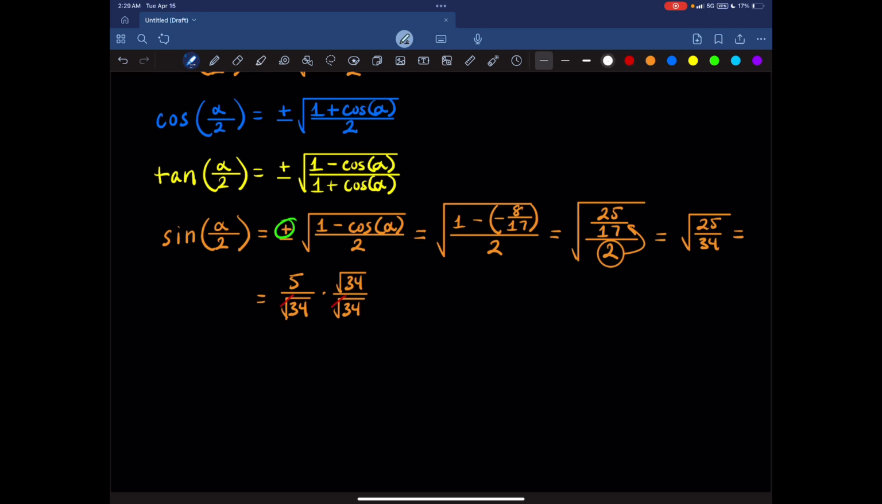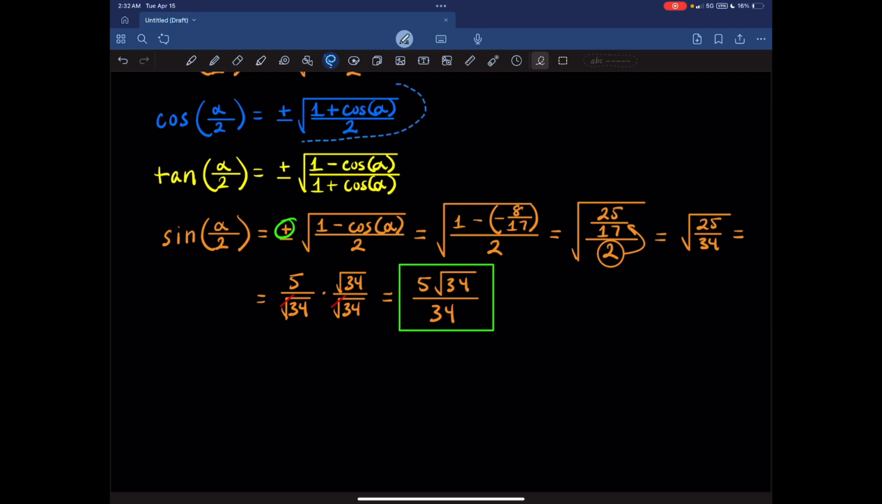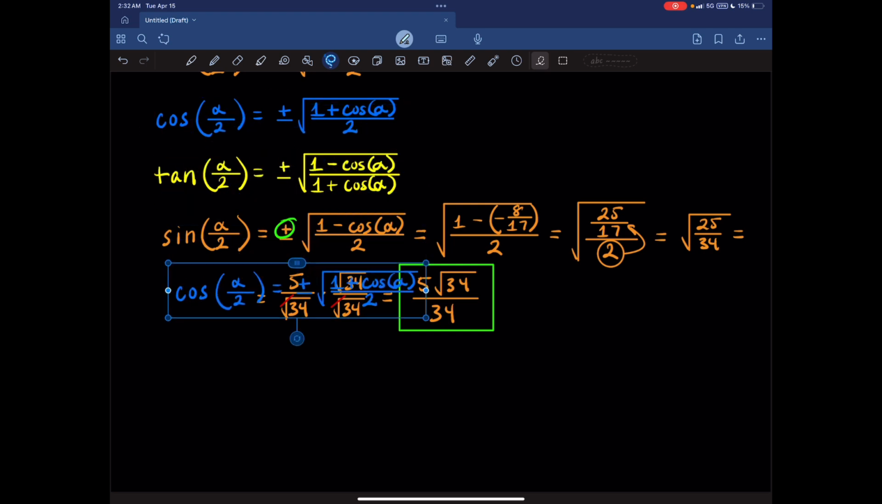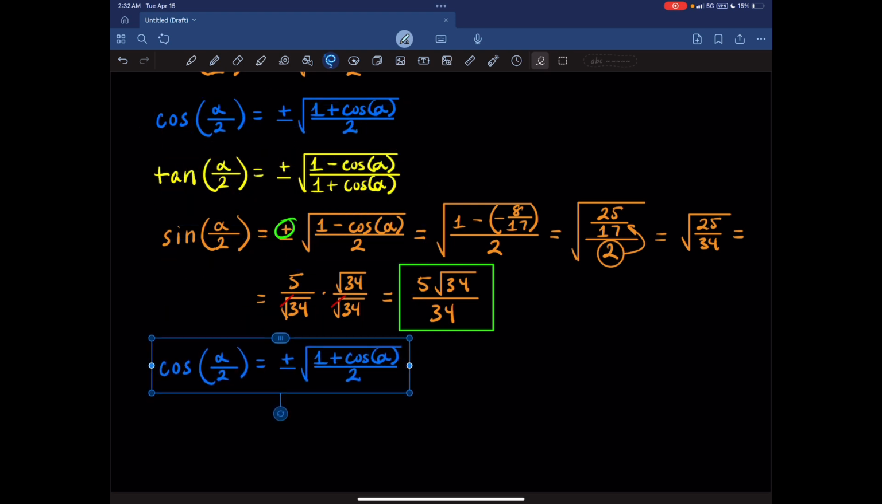And what we're going to end up getting is 5 square root 34 over 34. And that is our final answer for sine alpha over 2. Now, let's do the cosine of alpha over 2. So the cosine of alpha over 2, let's bring that down here. We're going to start by doing the exact same thing. We're going to analyze whether we're going to take the positive or the negative here.